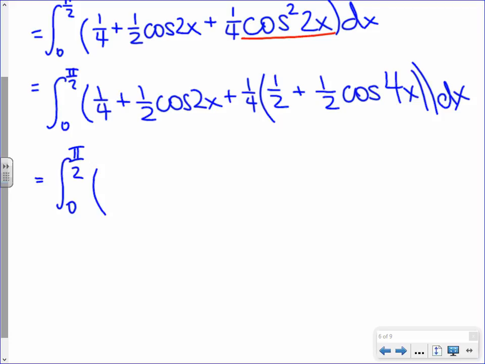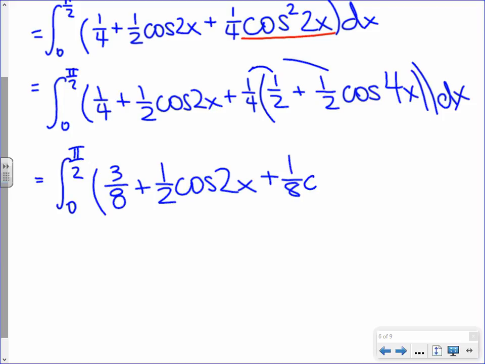Now we're going to need to multiply that 1/4 through and combine like terms. I think we're smart enough to do two steps at once. What is 1/4 times 1/2? 1/8. And then we're going to have to combine that with 1/4. So we have 3/8 plus 1/2 cosine of 2x plus 1/8 cosine of 4x.